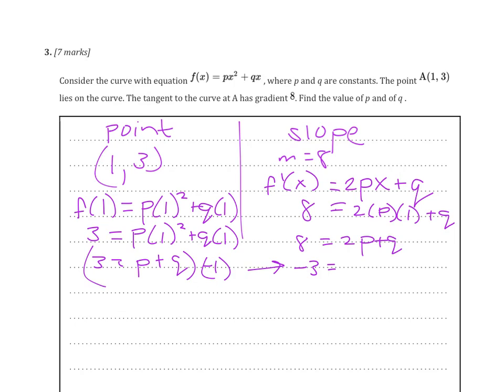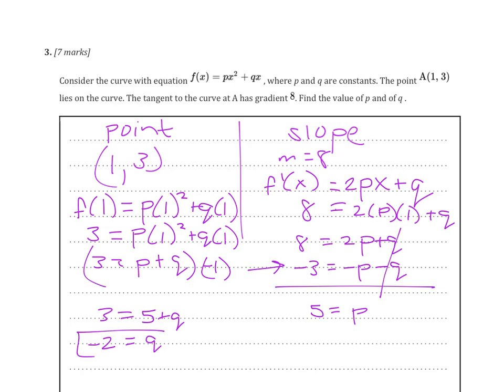So that's -3 equals negative p minus q, because that will cancel my q's. That gives me just p equals 5, because 2p minus p is p, and 8 minus 3 is 5. And then once I do that, I can pick either of my equations to go ahead and solve for q. So if we know 3 equals p plus q, and we know p is 5, then we can now know that q must be negative 2.